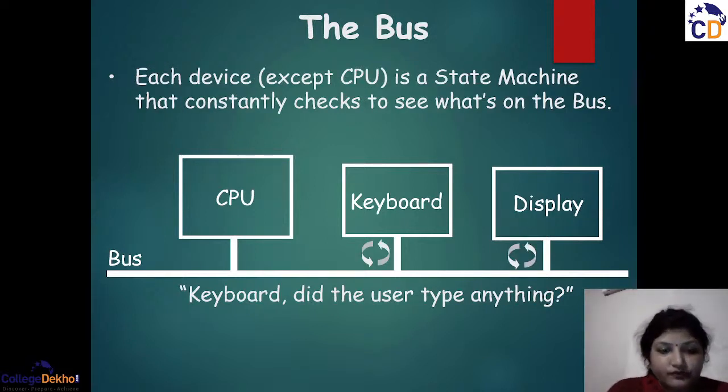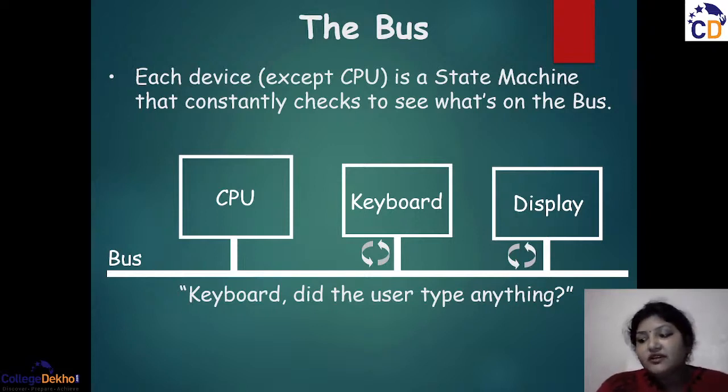Now, what do you mean by state? Each device except the CPU has a state. The CPU, the brain of the computer, is a state machine that constantly checks to see what is on the bus. So the CPU is the thing which is going to check everything: did the user type anything on the keyboard?